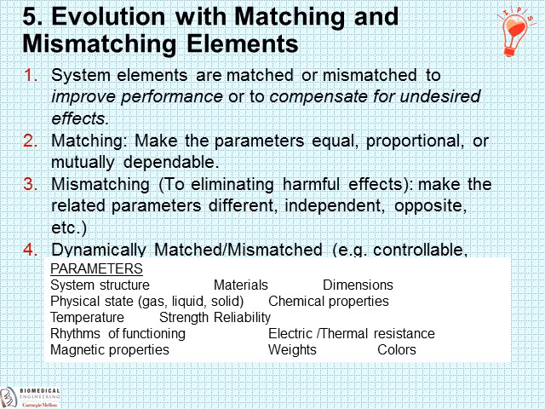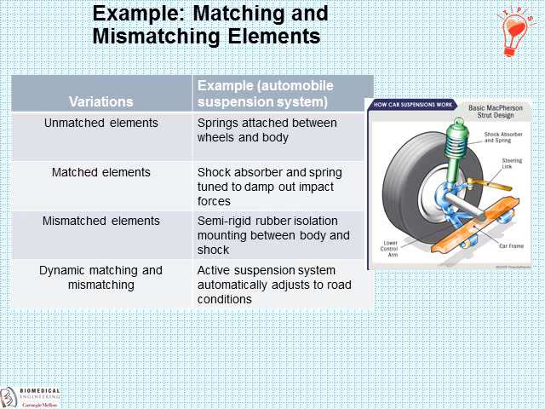And they give you a list of parameters that you can consider as you're trying to enumerate or explore opportunities for matching or mismatching, like the system structure, its temperature, its strength, its magnetic properties, etc. I'm not going to go into great detail because there's just too much information for the amount of time we have. But there is an example that uses a car suspension. If you're familiar with how it works, all the better, because you'll appreciate that this exhibits unmatched elements in that the springs are attached between the wheels and the body.